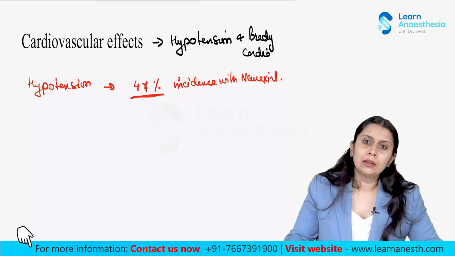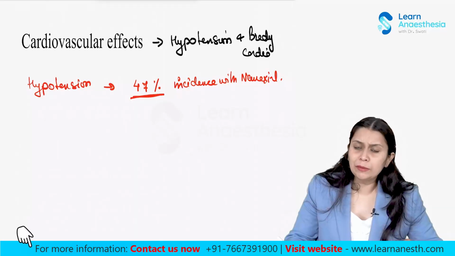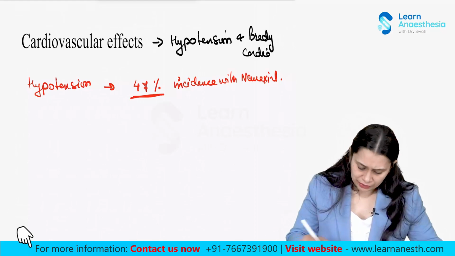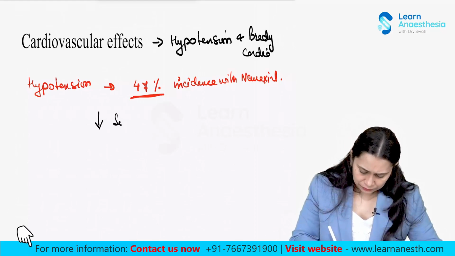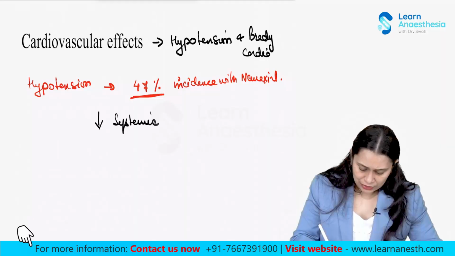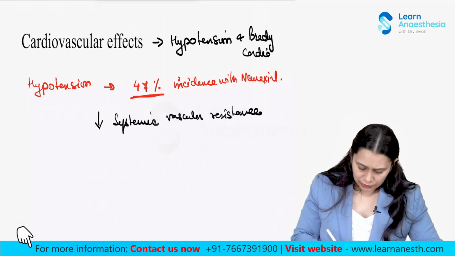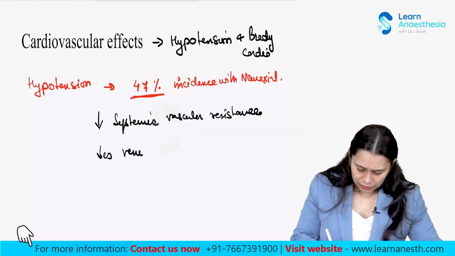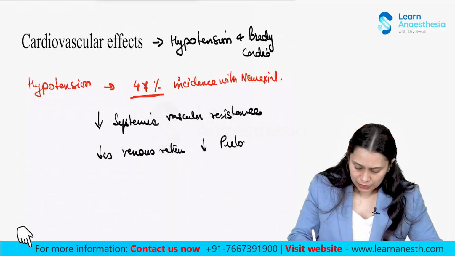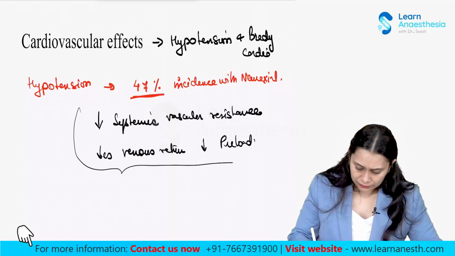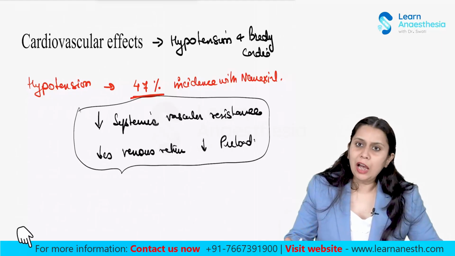One, because of the loss of the sympathetic tone, there is a peripheral vasodilatation. So your systemic vascular resistance decreases. So first is decrease in systemic vascular resistance, right? And because of this decrease in systemic vascular resistance, there is a peripheral pooling of the blood. So it decreases venous return and decreases preload, right? So because of these two effects, there is your hypotension.